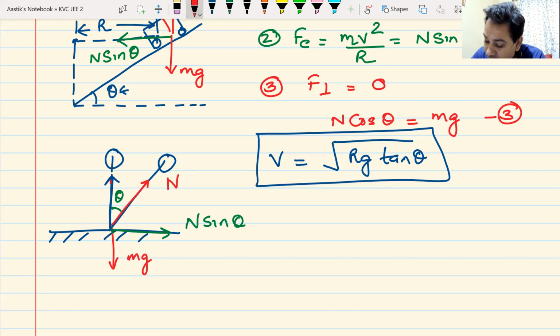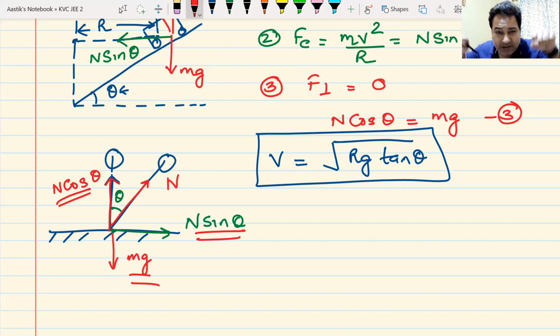It has become blue only. This becomes n cos theta. So when he bends, what happens? He's resolving his normal component into two components. N cos theta balances his weight, and n sine theta gives him the centripetal force. So instead of banking the road, he relies on his own banking. By bending over, he's banking himself.